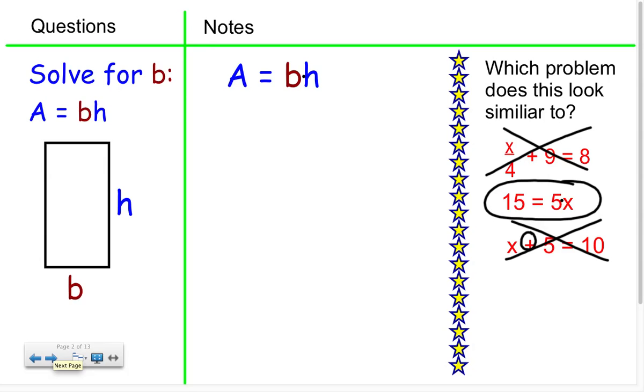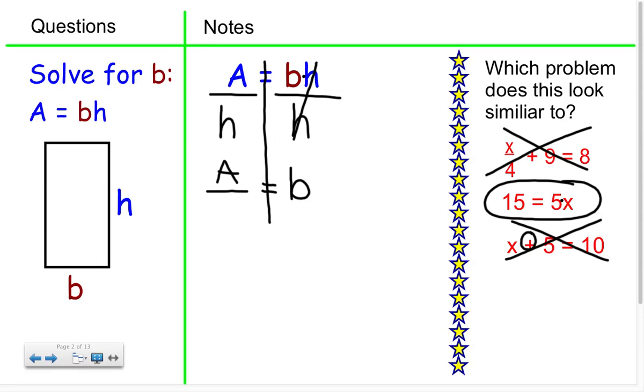Now if I think about 15 equals 5 times x, I know that if I want to get x by itself, I have to break up the couple, which would mean divide. I'm going to do that exact same step on this problem over here. I'll draw my train tracks. I know I have base times height, so the opposite would be dividing on both sides. If I want to solve for b, I have to get rid of the h, so I'm going to divide both sides by h. These h's cancel. I'm left with b equals a over h. And I'm done. That's my answer.